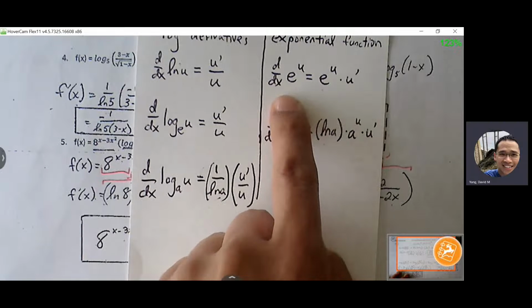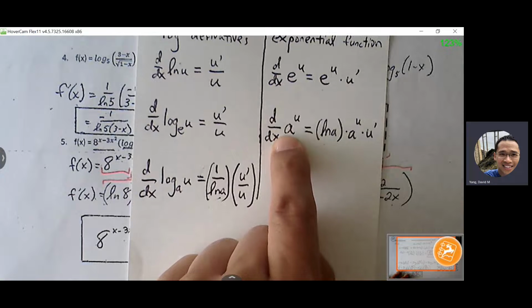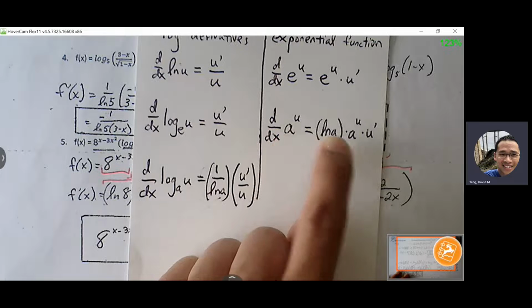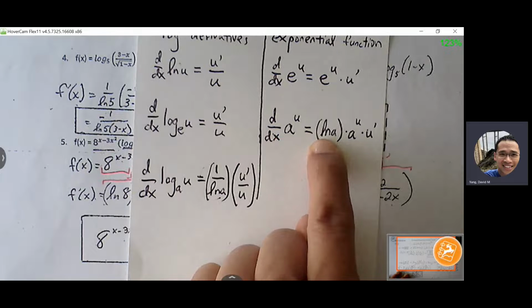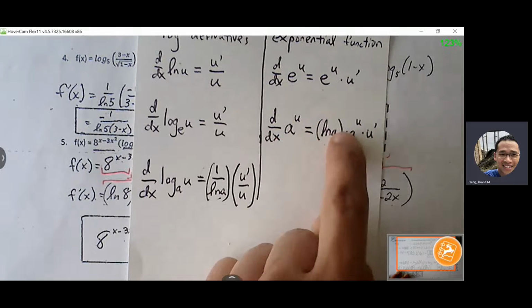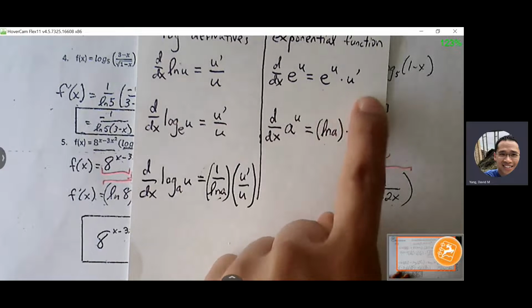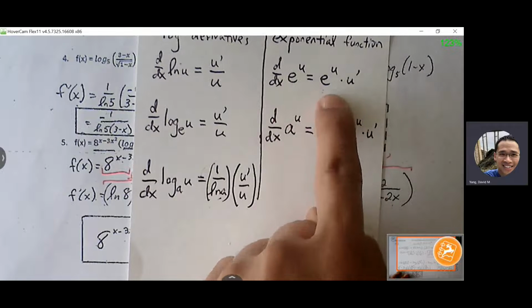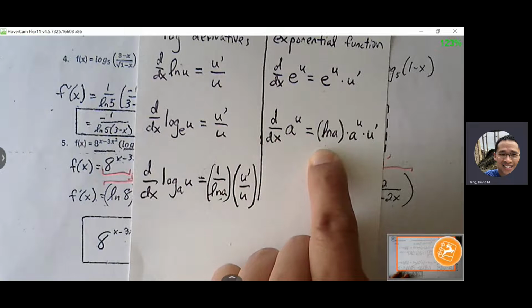A to the u is similar to e to the u, except it's not base e, it's base a, and base a could be base 2, could be base 3, could be base 8, could be base 9. I do a little bit of conversion in the front, natural log of a times the original function, and then times the exponent's derivative, right? So it's the very same setup as e to the u.